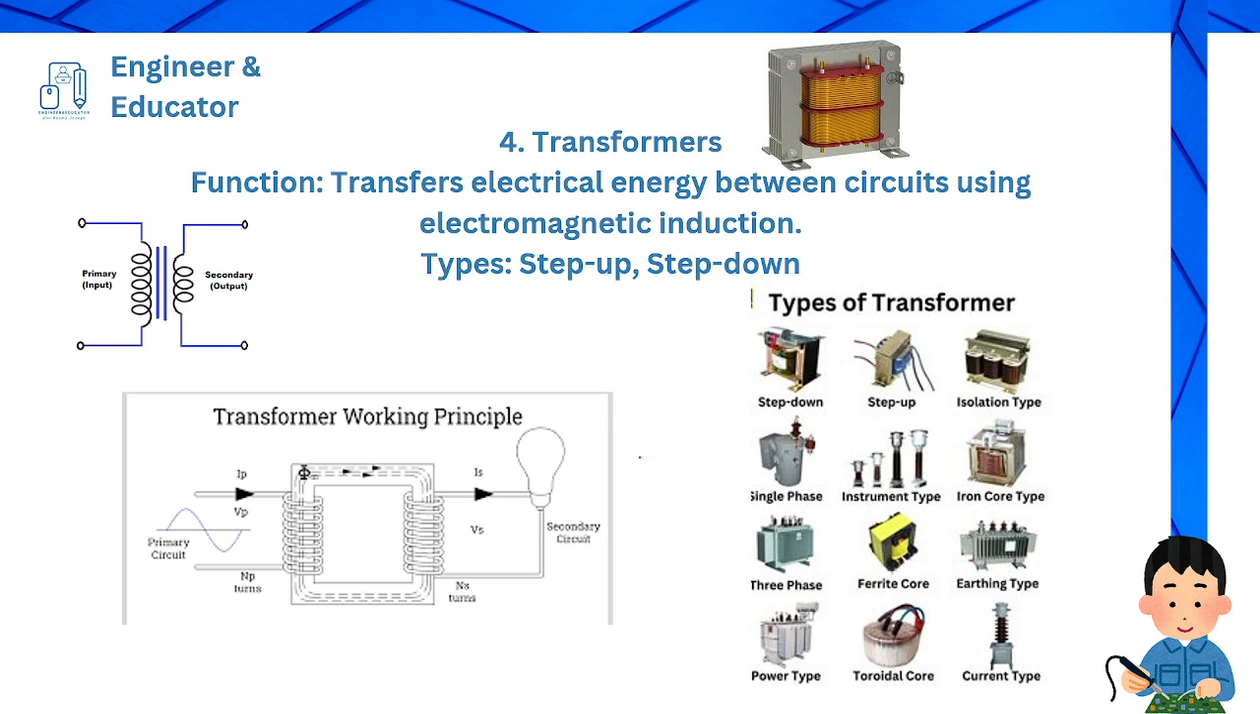Basically, a transformer consists of two inductors having the same core. I already told you about inductors. You can see from the figure that there are two inductors having the same core. It has two windings called a primary winding and a secondary winding. When there is a change in current in the primary winding, a magnetic flux is induced in the core, since the core is common for the secondary winding also.